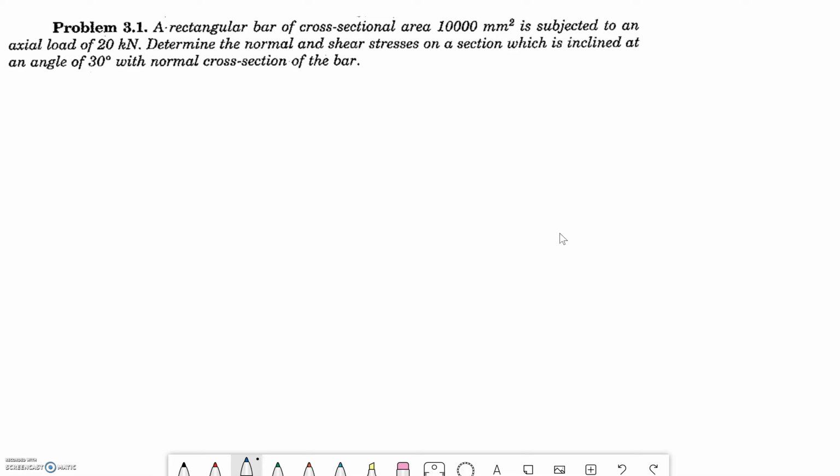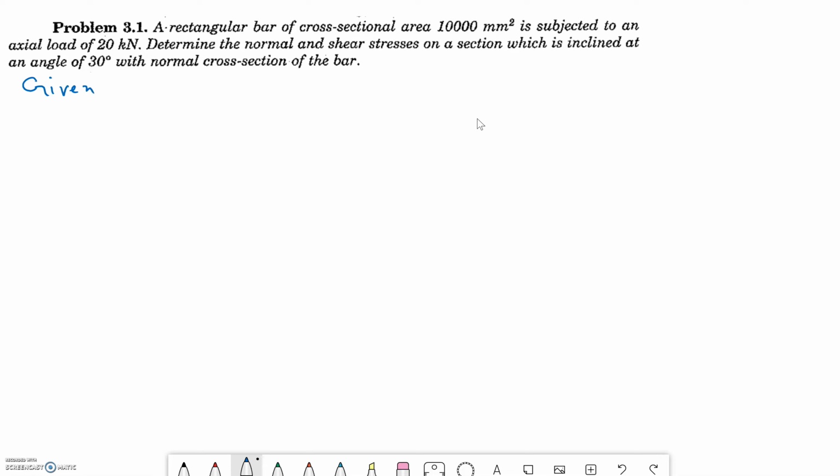Problem 3.1 from the textbook: a rectangular bar of cross-sectional area 10,000 mm squared is subjected to an axial load of 20 kilonewtons. Determine the normal and shear stresses on a section which is inclined at an angle of 30 degrees with normal cross-section of the bar. Now let us look at what is given.